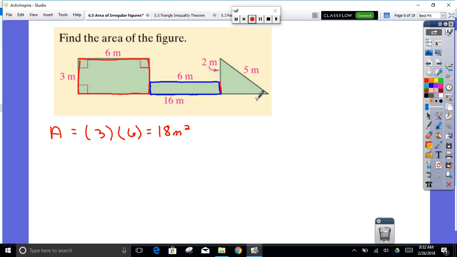Good. Okay, so he's looking over here. This segment is 3 meters, and this little segment is 2 meters. So if we take 2 away from 3, we're left with 1. So this is 1 meter. So to find the area of the blue rectangle, we do 6 times 1, which is 6 square meters. And then the last one, we have a triangle.